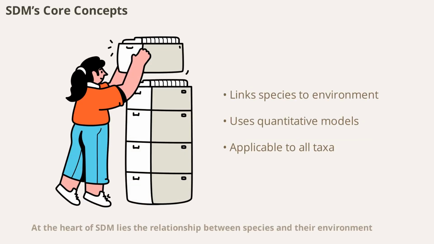At the heart of SDM lies the relationship between species and their environment. SDMs use quantitative models to link species location data, such as abundance or occurrence, with environmental variables that influence where species can thrive. Sometimes information about other species or vegetation types is included as well. With the right data, SDMs can be applied to any group of organisms, whether they live in the ocean, on land, or in freshwater. These models not only help us understand biodiversity patterns but also allow us to make spatial predictions, often visualized as maps, which are invaluable for research and conservation planning.